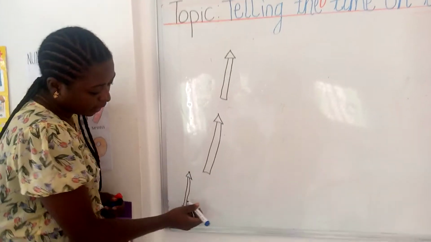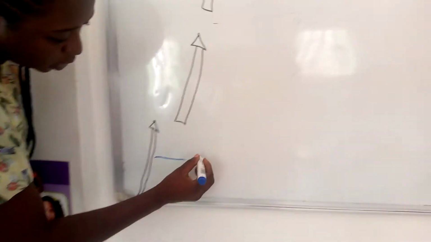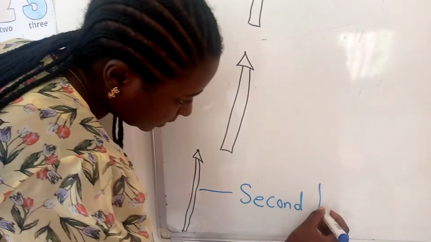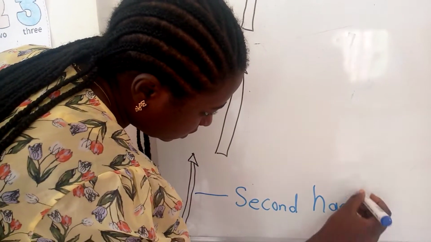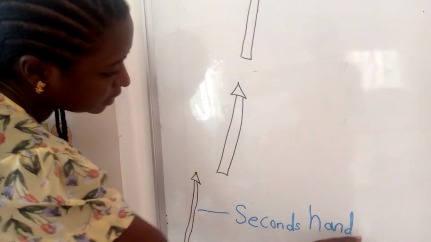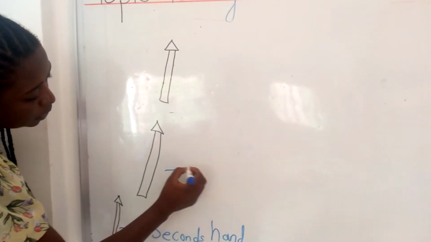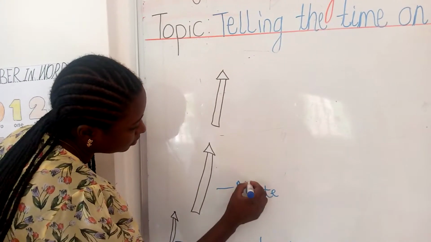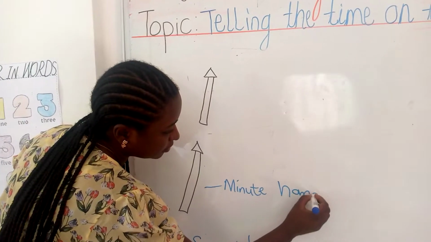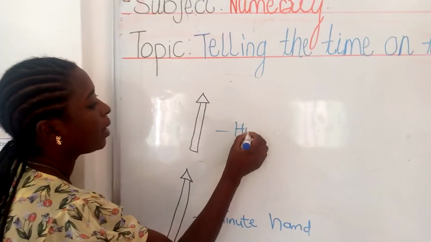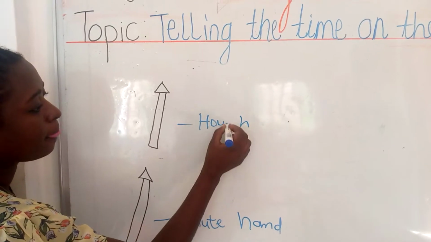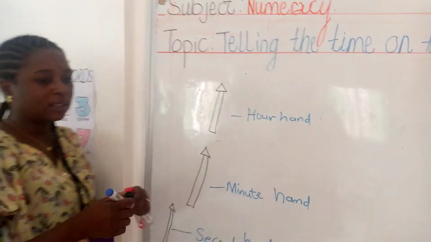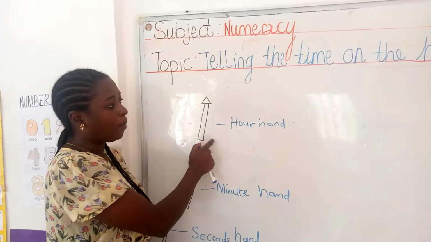Now this tiny one here, let me start with it. This one is called the second hand. The second hand. And then this one is called the minute hand. Minute hand. And then this one is called the hour hand. Hour hand. Now this hour hand is the one that tells us the time. The hour hand tells us the time.